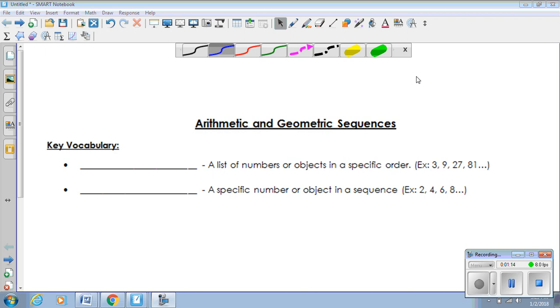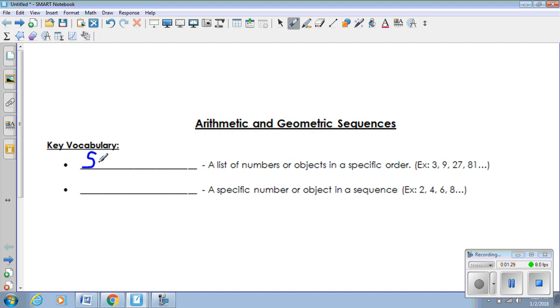We're starting at the top where it says key vocabulary, and the first one is a list of numbers or objects in a specific order. For example, 3, 9, 27, 81. This is simply an example of a sequence. So sequence is going to be your first vocabulary word for this unit.